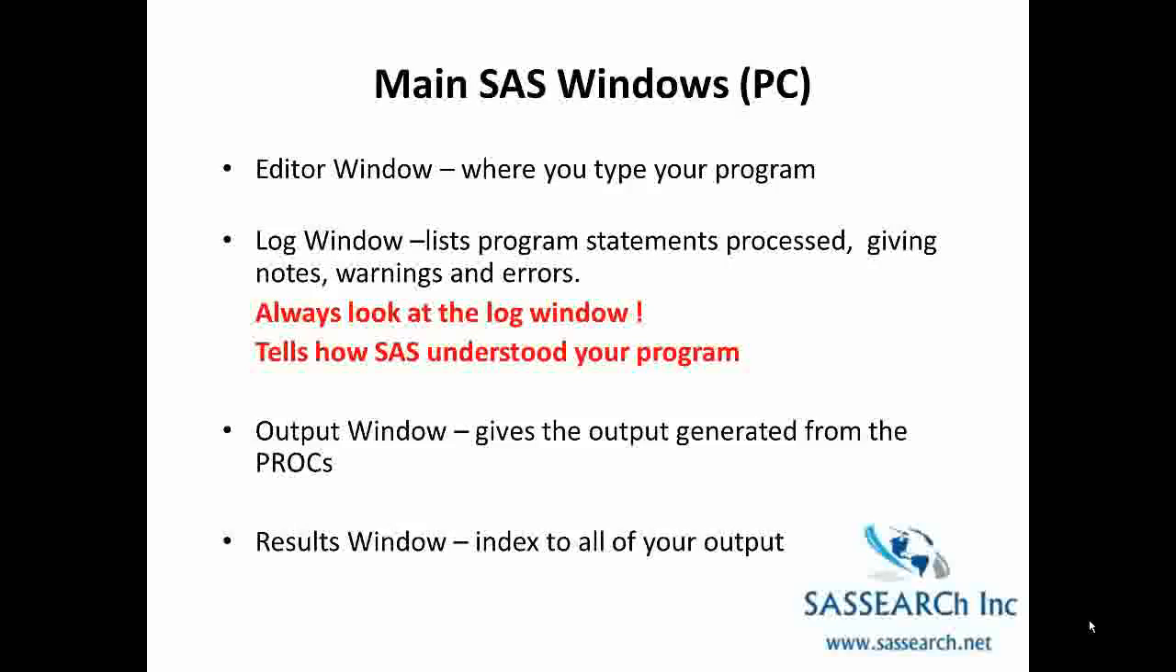This will generate a log in what is called the Log window. The text in the Log window will list the statements processed, giving notes, warnings, and errors. The log contains information about how SAS understood your program. This is very important to look at. Every time you have a question, I will ask, what does your log say? The third window is the Output window. If all goes well, the Output window displays the results from running a program.